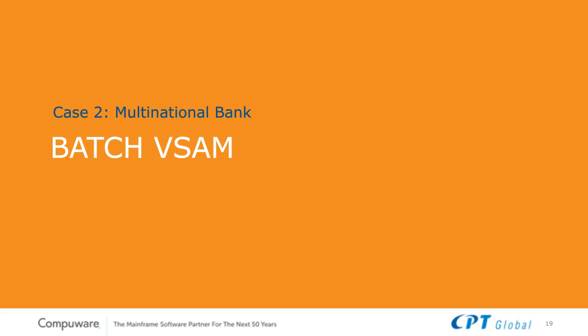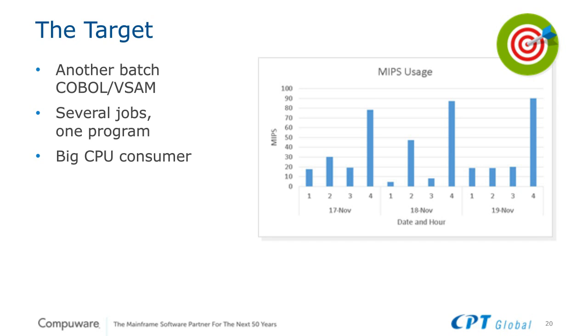So, let's have a look at a second one. It's Badger VSAM. Again, another multinational bank. We do a lot of work for banks and financial institutions. They seem to be most of our clients, actually, but we're happy to help them out. Another COBOL VSAM batch program. Several jobs all using the same program. And as you can see, it's a big CPU consumer. I put in MIPS rather than CPU seconds here, but as you can see, it peaks up to about 80, 90 MIPS. So it's certainly an interesting job to have a look at.